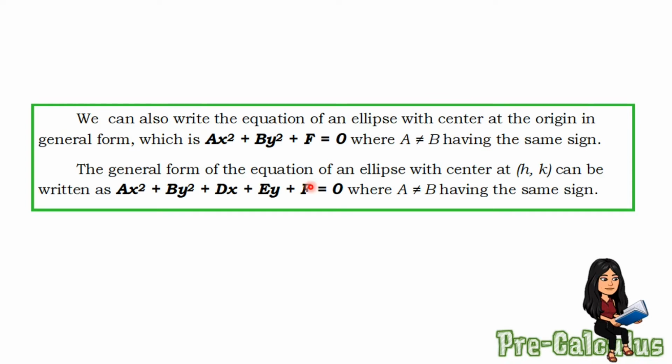So the general form of the ellipse is like this: ax squared plus by squared plus f is equal to 0, where a is not equal to b, having the same sign. This is for the ellipse that has the center at the origin. While if your center is at h, k, your general form of equation must be ax squared plus by squared plus dx plus ey plus f is equal to 0. Again, A must not be equal to B, and they must have the same sign.